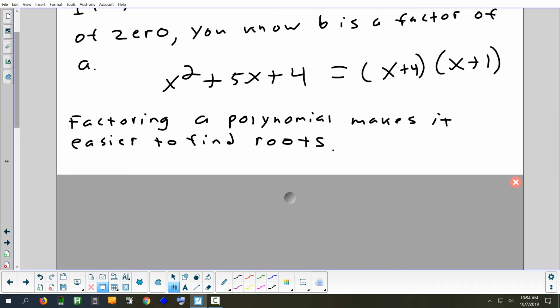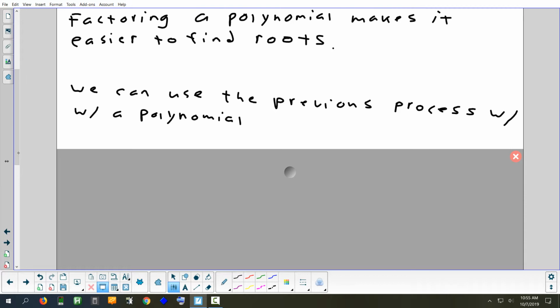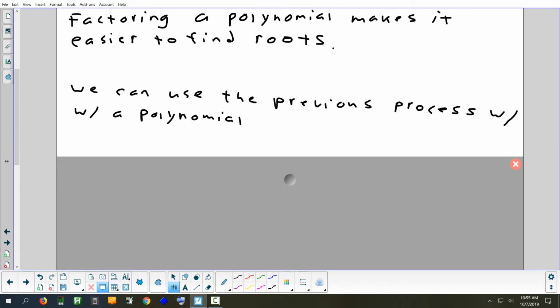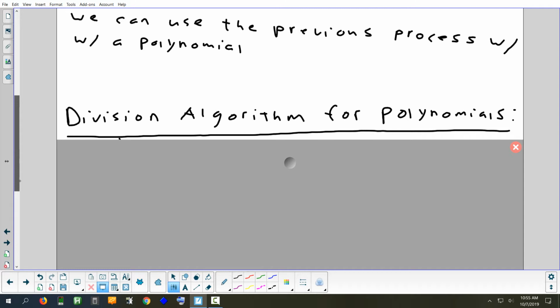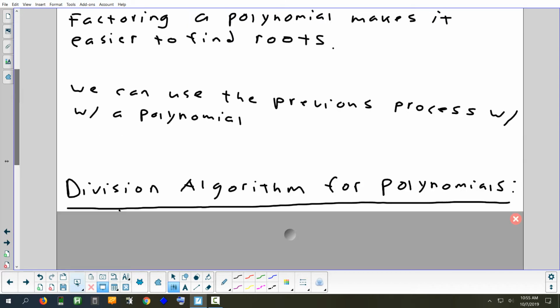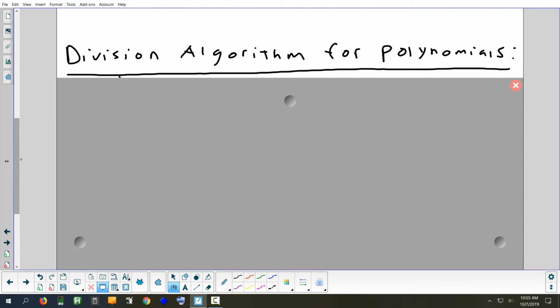And that's what we're going to try to do with ones that are a little more complicated than quadratics. Okay, so let's try that same idea of dividing to figure out if something is a factor with polynomials. I'll give you a step, and then we can do it in a problem, just so you can see it as we go.